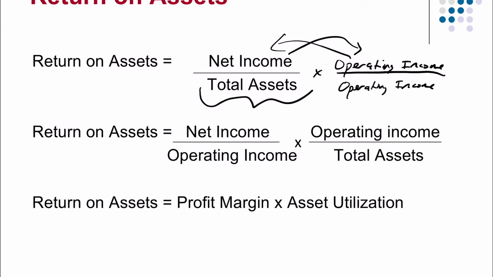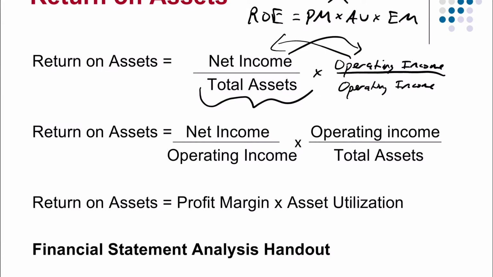and operating income over total assets is simply your asset utilization ratio. So basically what we've done is we've taken ROE and first broken it down into a component of ROA times your equity multiplier, and then took it one step further and broke down ROA to see that ROE is a component of the company's profit margin, their asset utilization, and their equity multiplier.